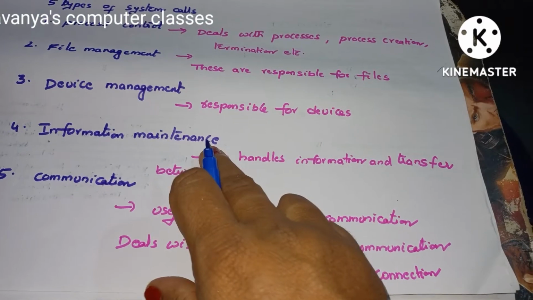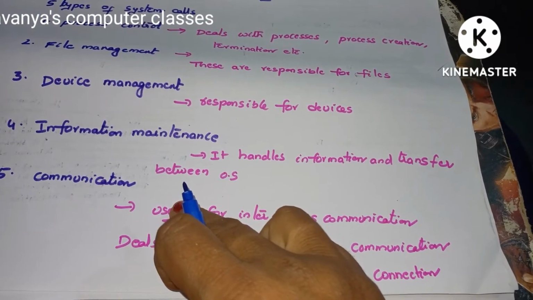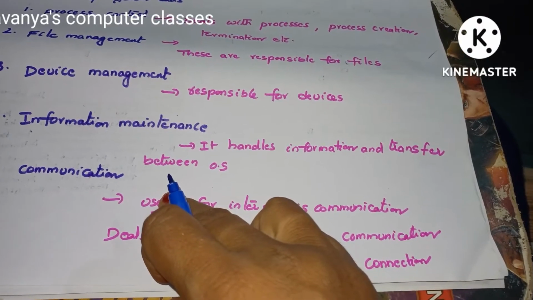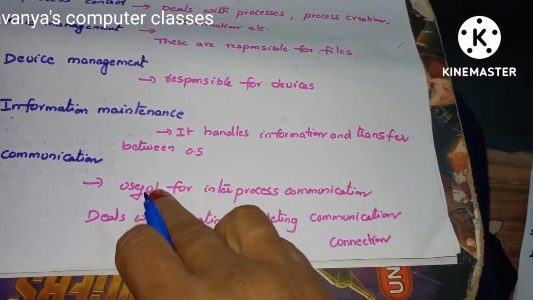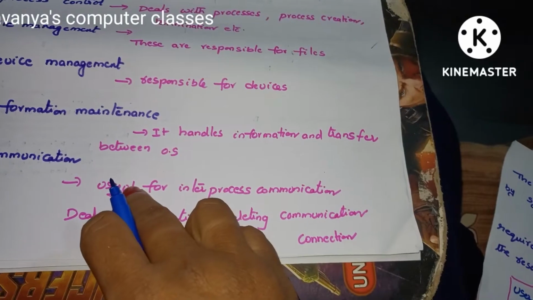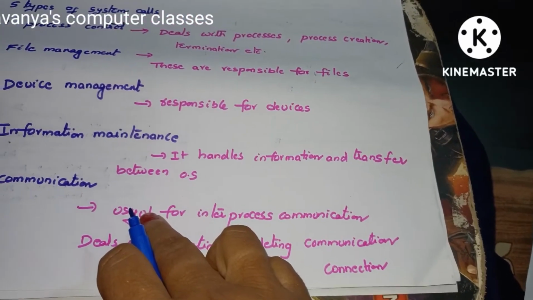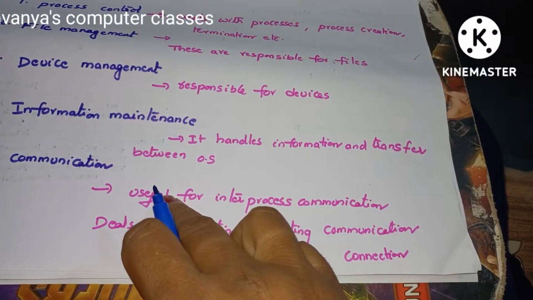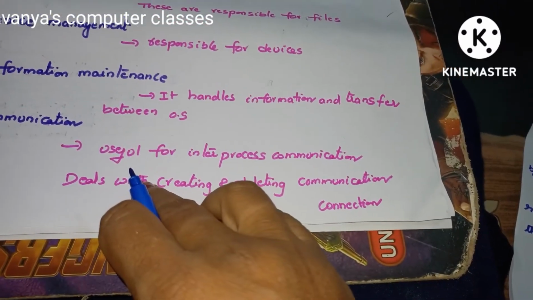Next one is information maintenance. Information maintenance means this handles the information about the system, and also how to transfer the information between the operating systems. All this is available in the information maintenance. And the last one is communication.